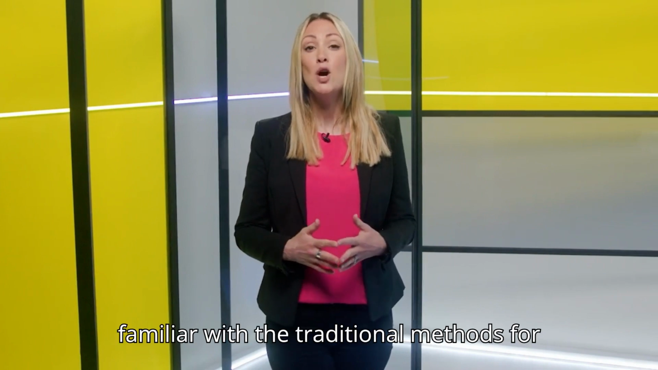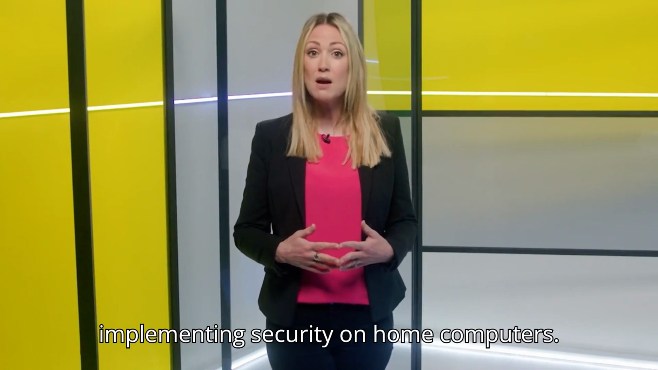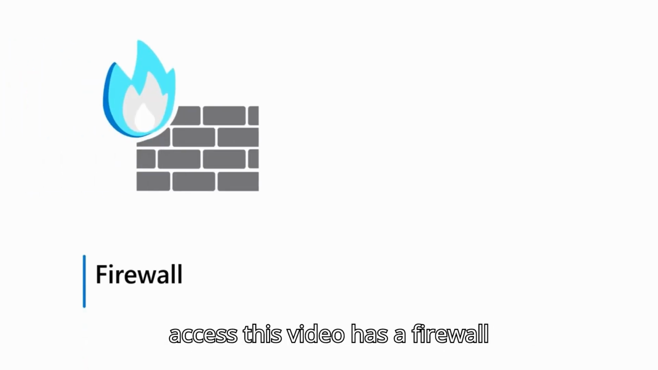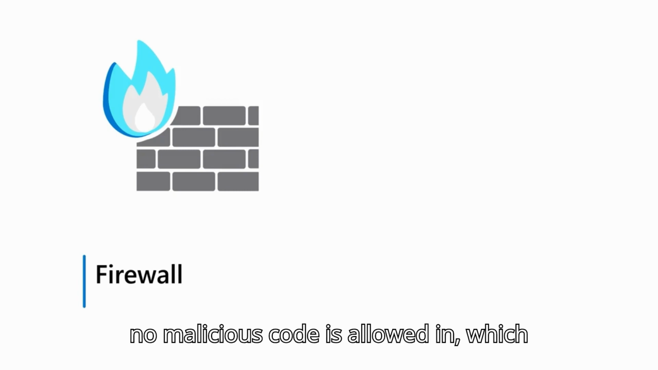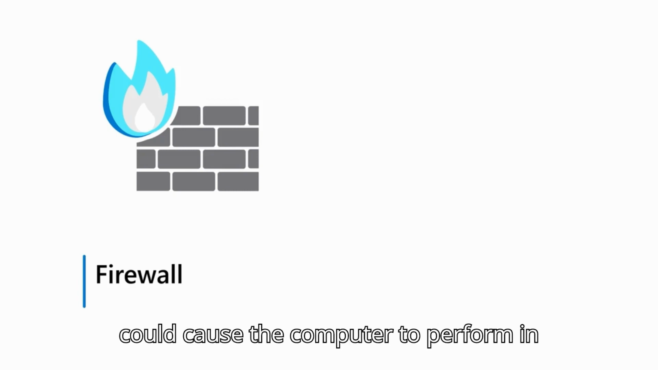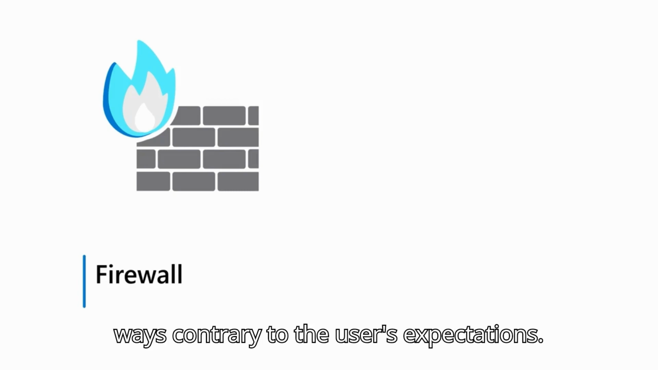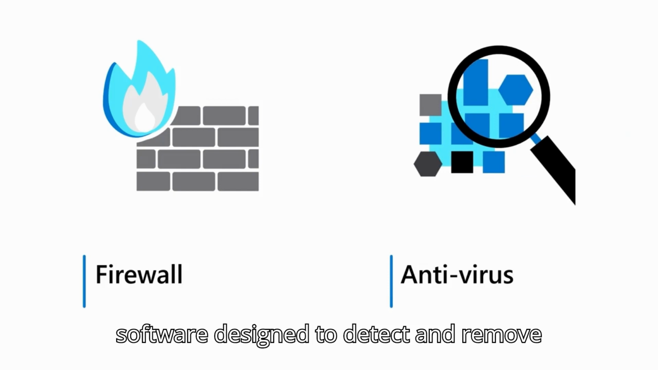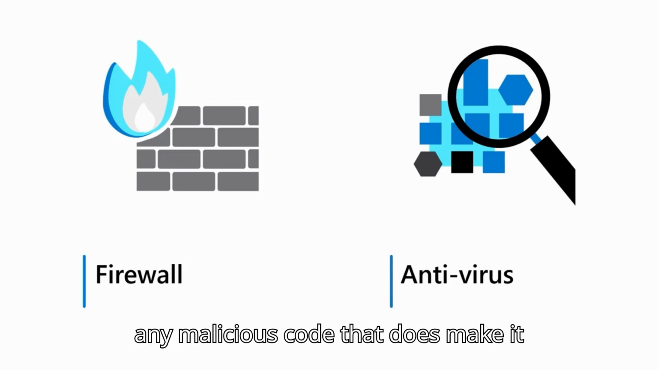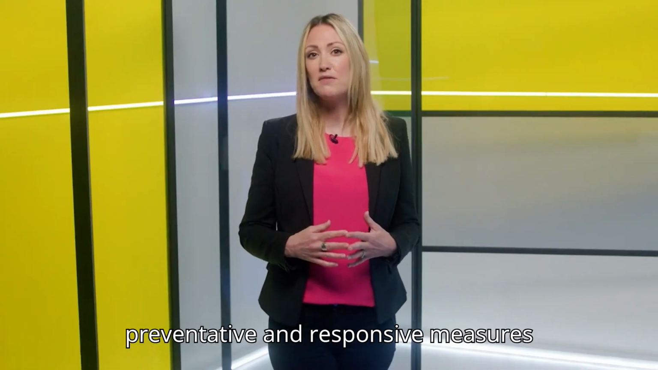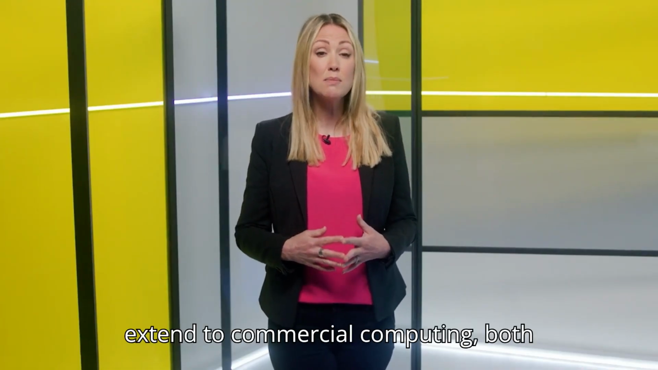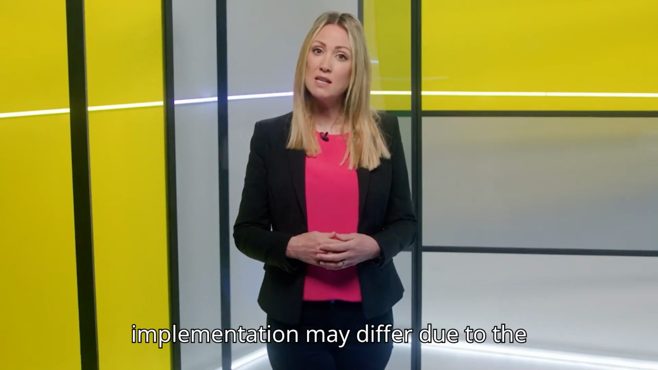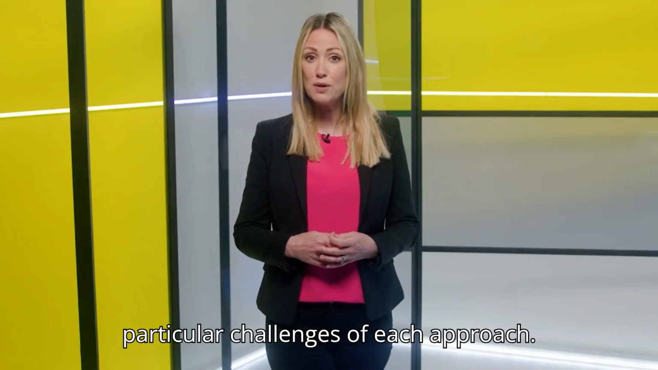Previously, you became familiar with the traditional methods for implementing security on home computers. Every personal computer being used to access this video has a firewall filtering the incoming traffic to ensure no malicious code is allowed in, which could cause the computer to perform in ways contrary to the user's expectations. Every computer also runs antivirus software designed to detect and remove any malicious code that does make it through. These same principles of preventative and responsive measures extend to commercial computing, both traditional and cloud-based. However, the implementation may differ due to the particular challenges of each approach.